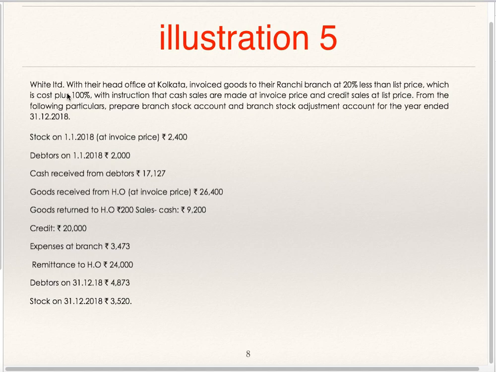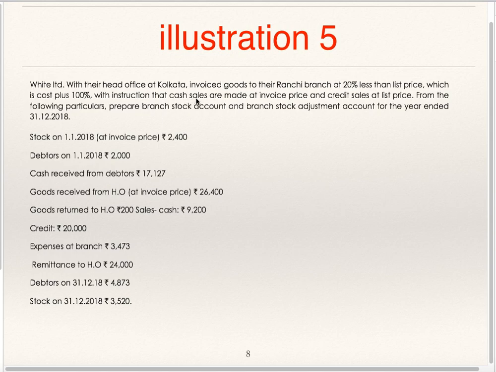Illustration 5. White Limited, with their head office at Kolkata, invoiced goods to their Ranchi branch at 20% less than list price, which is cost plus 100%. If cost is 100, list price is 100 plus 100, 200, and invoice price is 200 minus 20% of 200. 20% of 200 is 40, so 200 minus 40 is equal to 160.